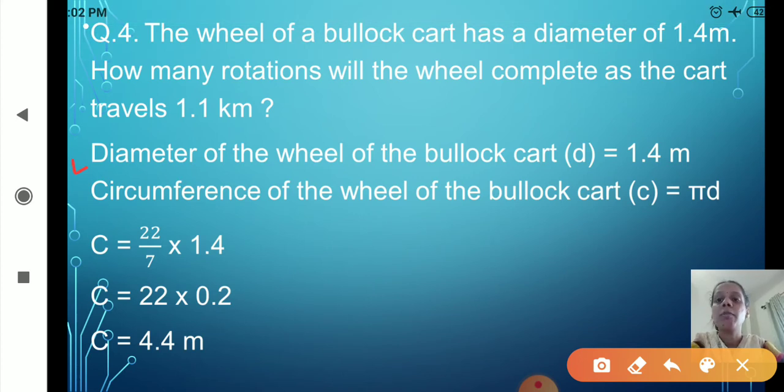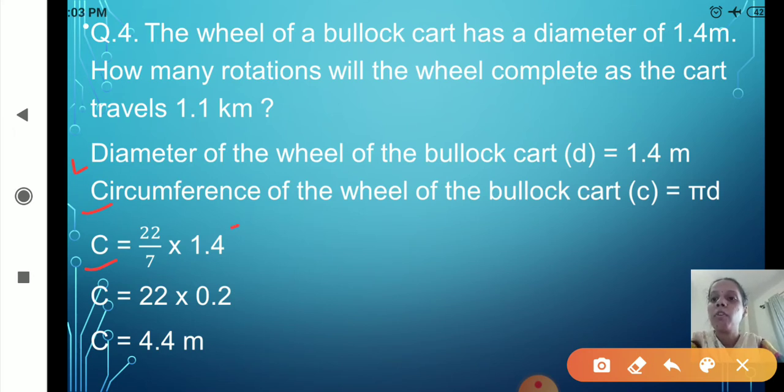First, the diameter of the wheel of the bullock cart is given as 1.4 meter. Then the circumference of the wheel is equal to pi d. C, that is circumference, is equal to pi d. Pi is 22 upon 7 and d is 1.4, which is given in the question. So C is equal to 22 upon 7 multiplied by 1.4.